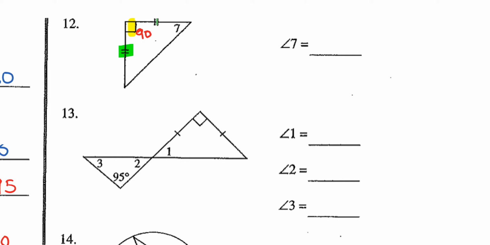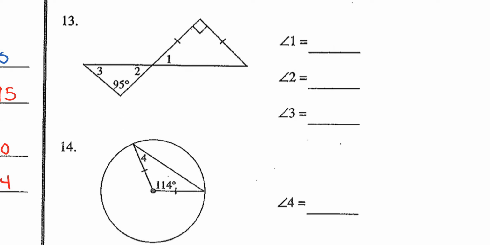And then these two sides are equal, so that means you have an isosceles triangle, so the two corner angles have to be equal, and they're both going to be 45 and 45, and that will ensure you that the triangle adds up to 180 degrees.